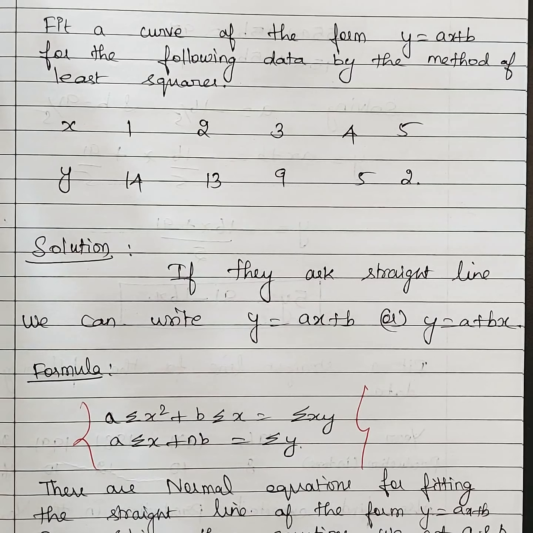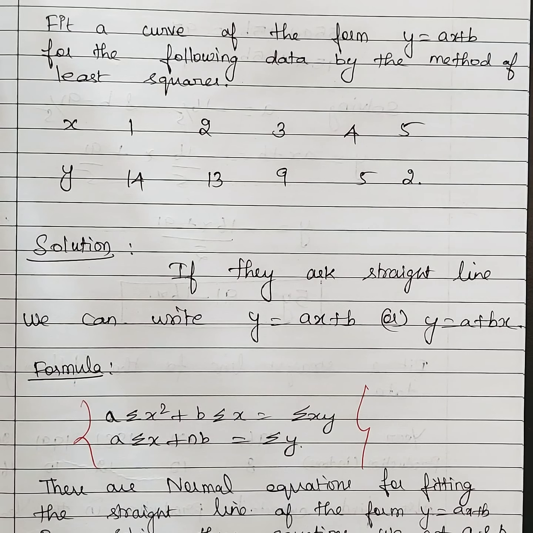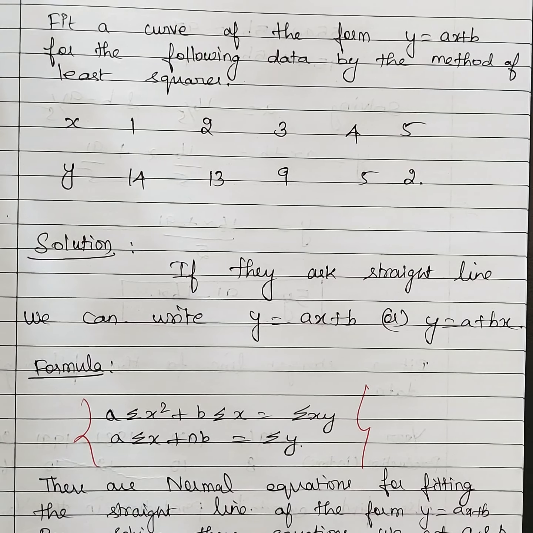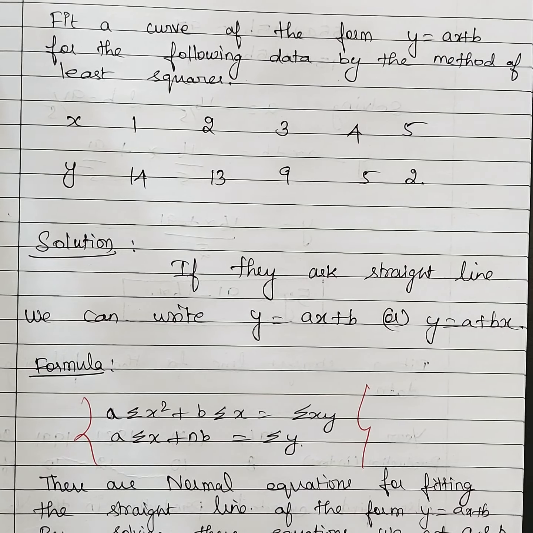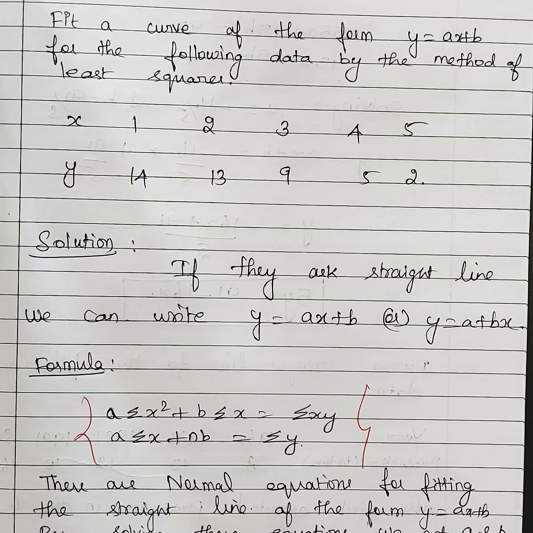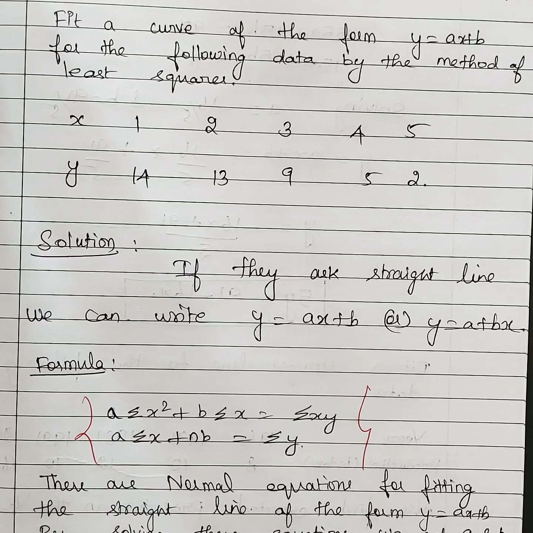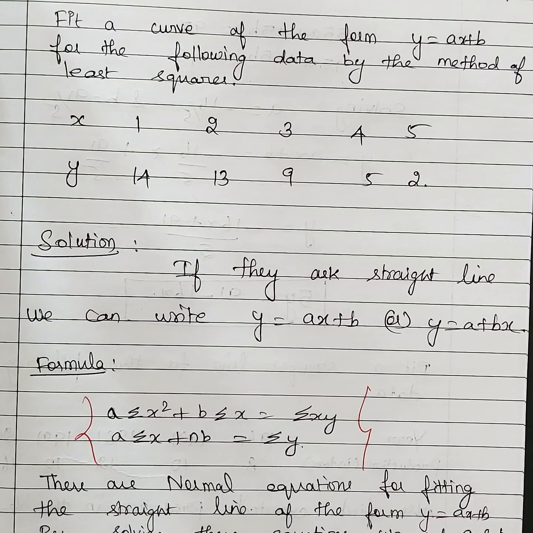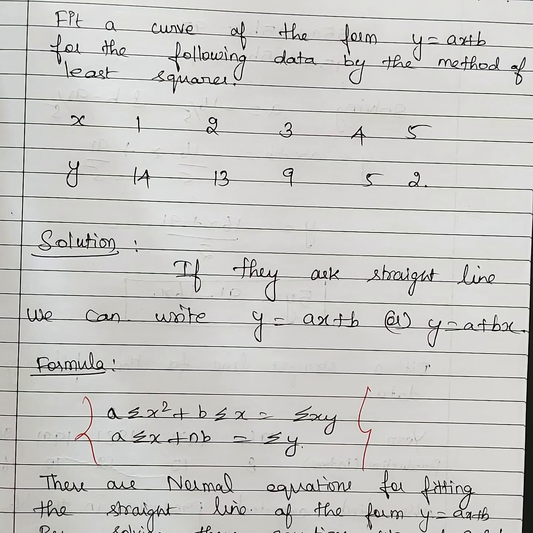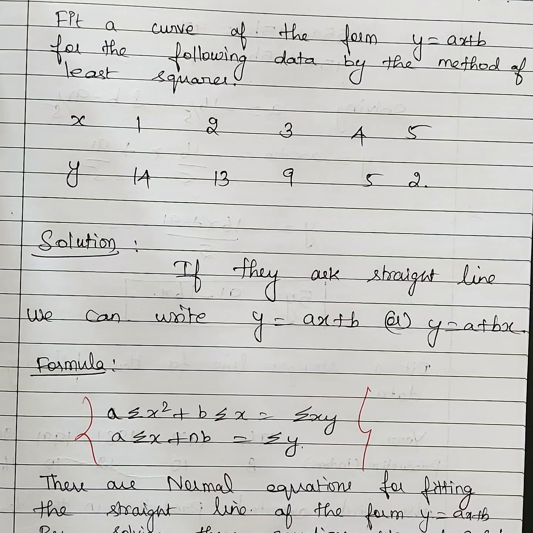Now let's see this problem. Fit a curve of the form y is equal to ax plus b. In the question itself they said to fit a curve of the form y is equal to ax plus b. What do you mean by that? It's a straight line. For the following data by the method of least squares. They have given x values and y values. For x is 1, the corresponding y value is 14. For x is equal to 2, y value is 13. For x is equal to 3, y value is 9, and so on.